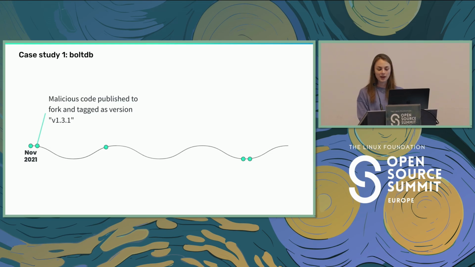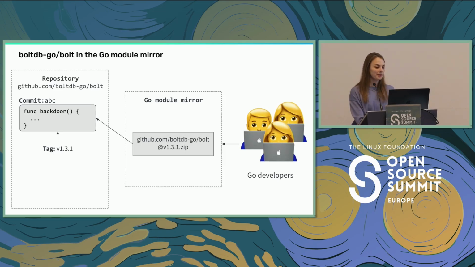Soon after the fork was created, the owner of the fork published some malicious code to GitHub, tagged as version 131. This code contained a backdoor that established a connection to a remote server, allowing attackers to send and execute commands on the infected system. That version then got pulled into the Go module mirror, which would have left the mirror in a state like this. So had any Go developer tried to use boltdb-go/bolt at version 131, they would end up downloading this malicious backdoored code from the Go module mirror.